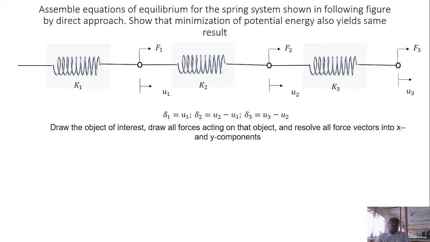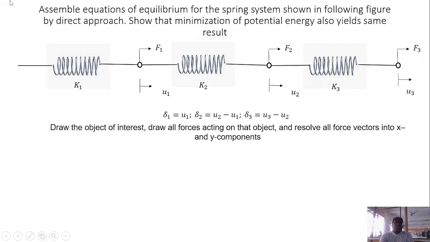By the direct approach, draw the free body diagram. What is the rule for drawing the free body diagram? Draw the object of interest. The object of interest here is spring 1. It has two connectivities. How the force is exerted on spring 1, I can identify. So, draw all forces acting on that object.